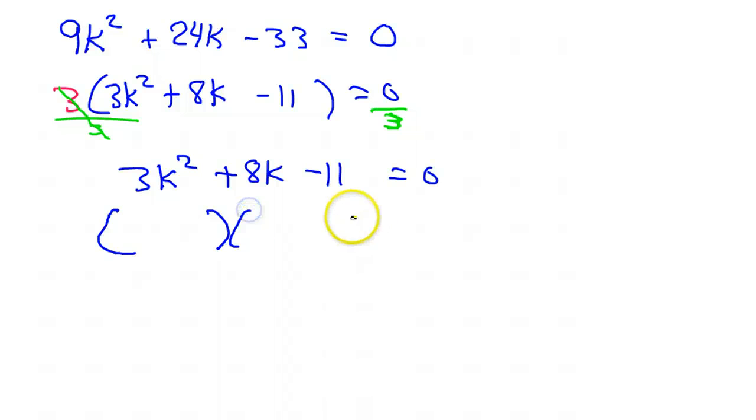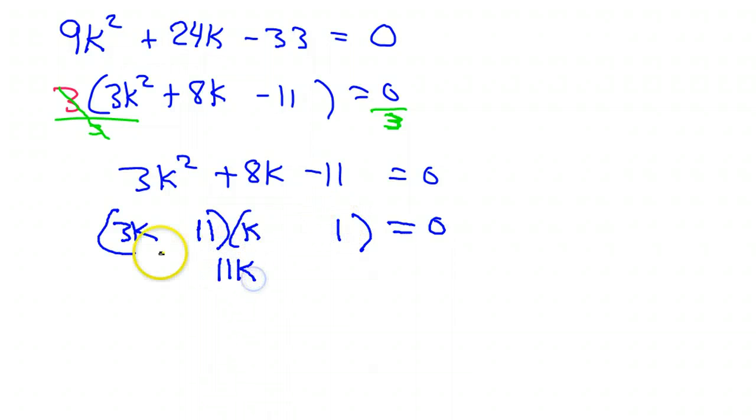Now, I don't know if this will factor or not, but 3k squared is 3k times k. Alright, 11 is just 11 times 1. Inner, I have 11k. Outer, I have 3k. I'm trying to get a middle of 8k. Inner plus outer equals middle. If I have a positive 11 and negative 3, that will do it. So there's my positive 11, and this will make negative 3. Also, a positive times a negative will give me a negative 11. So that's how you factor it.